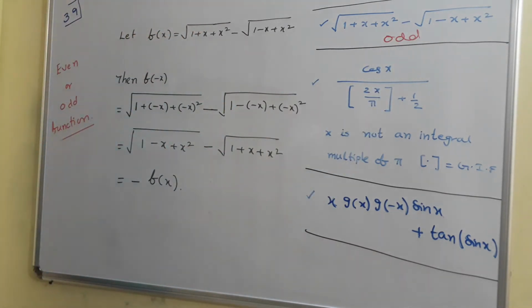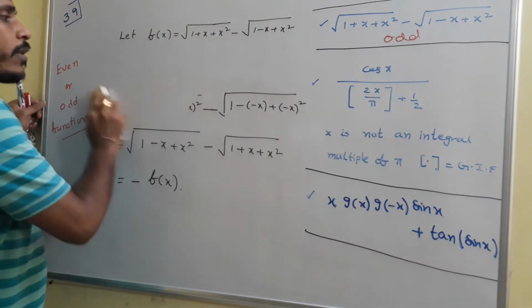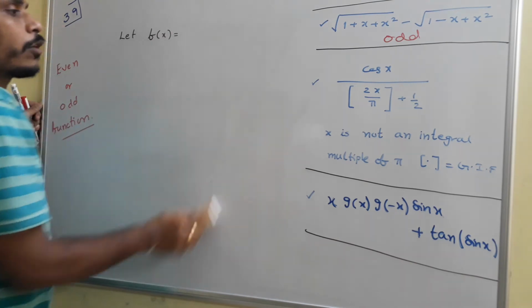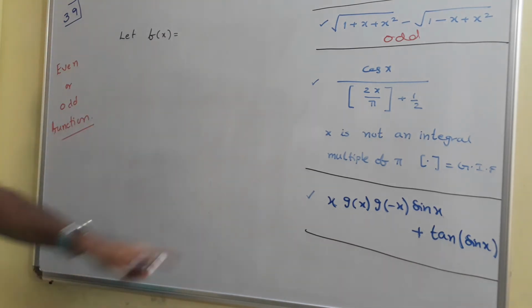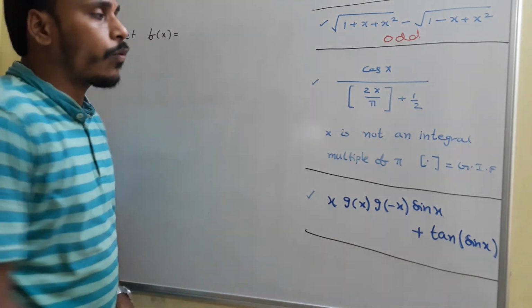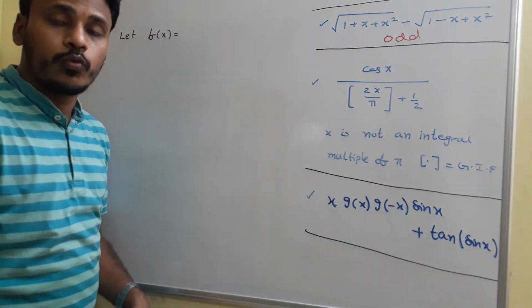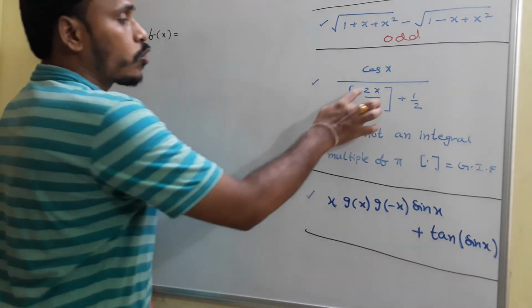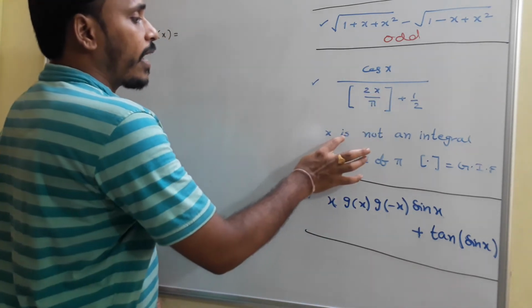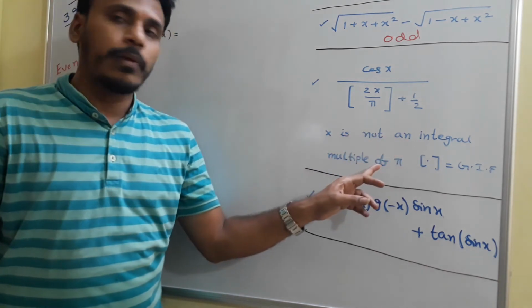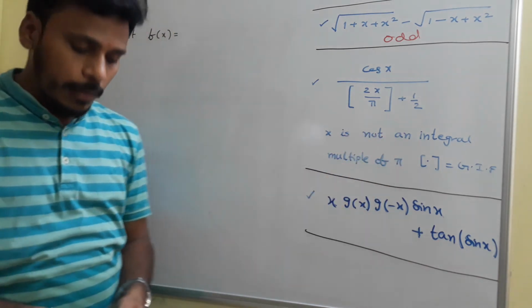Then the next problem. Cos x by step of 2x by pi plus 1 by 2. Now we need to check whether it is even or odd. This particular problem involves step, which indicates that this is the greatest integer function, which means our usual step function. And this is 2x by pi. As they mentioned, x is not an integral multiple of pi. This is also one of the useful statements. What is it? X is not an integral multiple of pi.